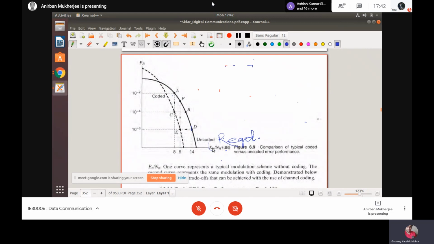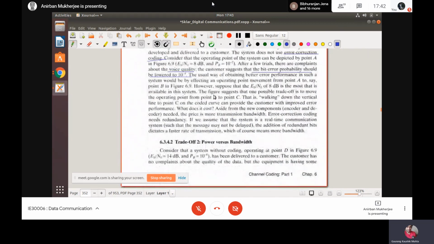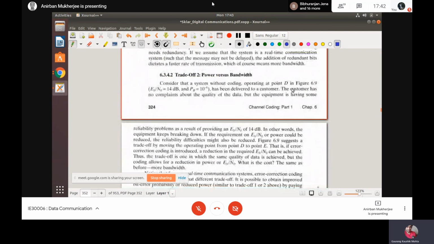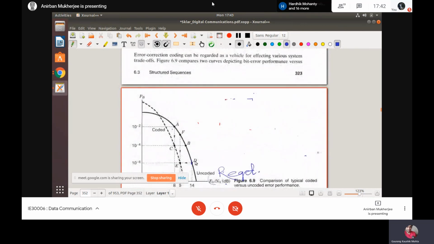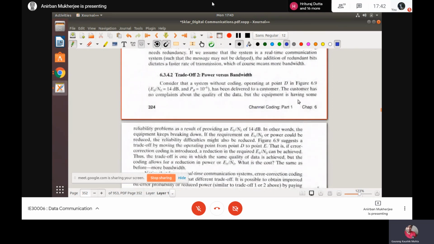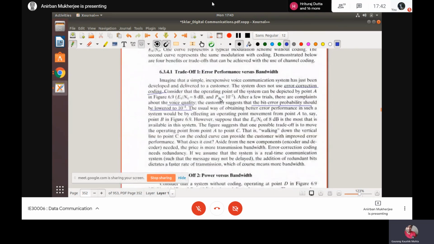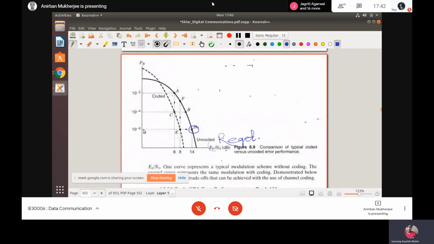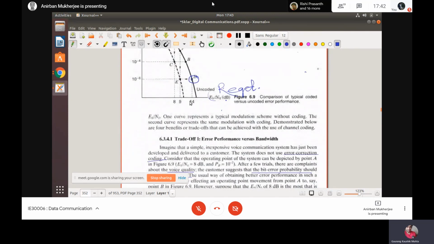Okay. Say now we are talking about the power versus bandwidth. So consider the system without coding and operating at point D. Okay. So that means it is operating at point D, and the customer has no complaint about the quality of the data, because operating at point D means in 1 Mbps, in 1 second you have only 1 bit of error. So voice quality is very good. Customer is happy about the voice quality, but your SNR requirement is 14. Okay.